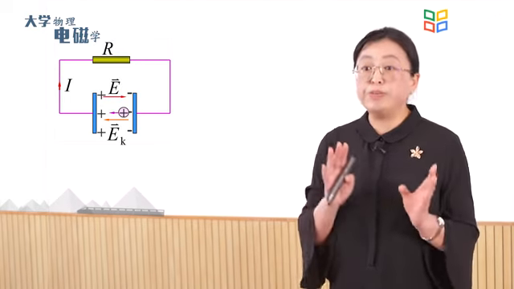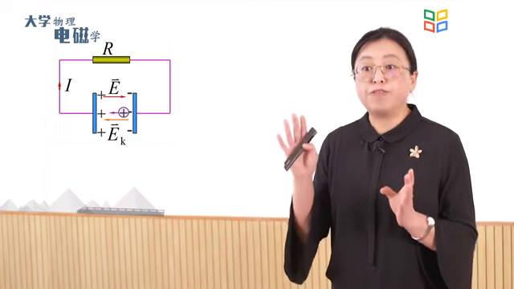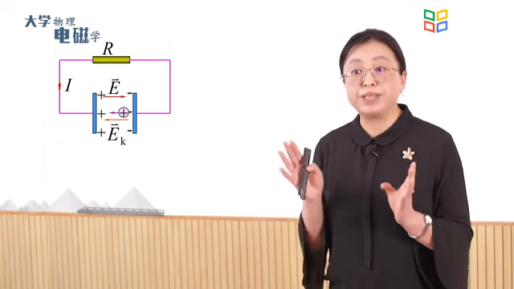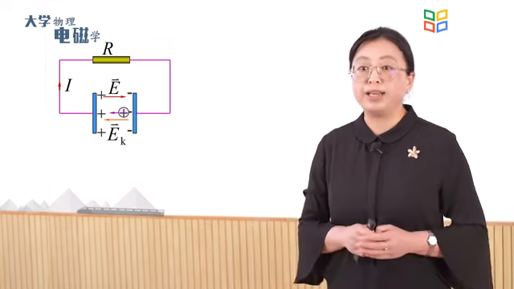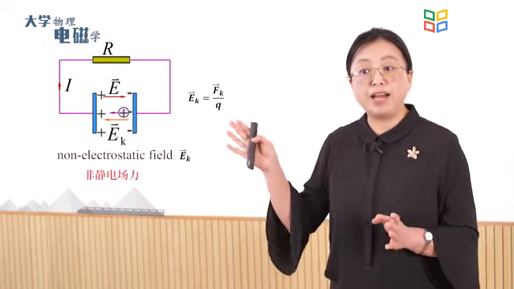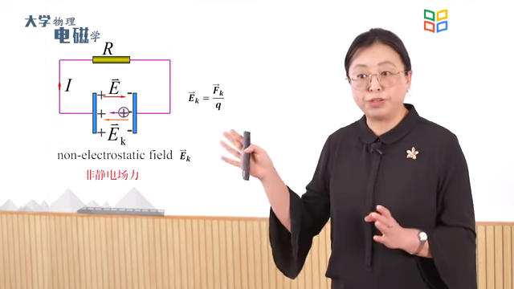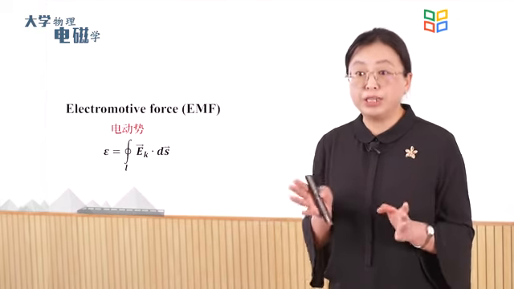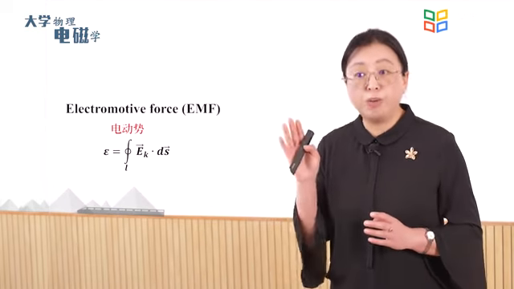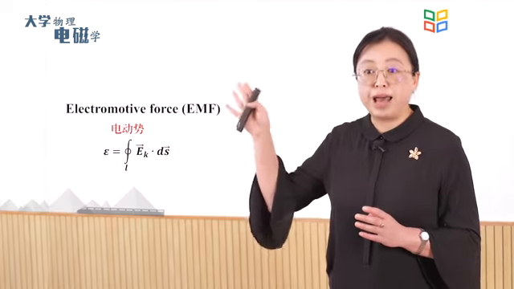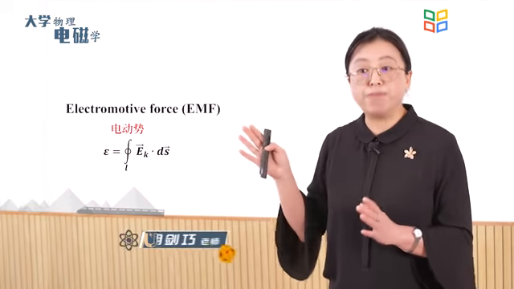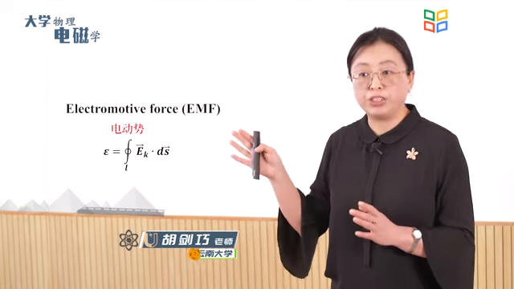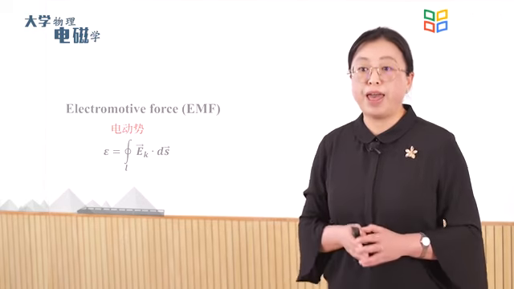Non-electrostatic force could move the positive charges from the negative terminal to the positive terminal to maintain the potential difference in the wire. Here, E_K is defined as the non-electrostatic force on the unit positive charge. And also, we introduce a new quantity, electromotive force, EMF, which is defined as the work done by the non-electrostatic force on the unit positive charge along the closed loop L.